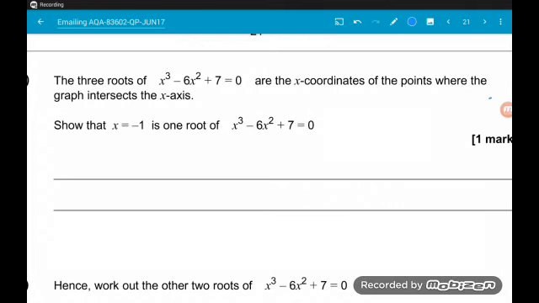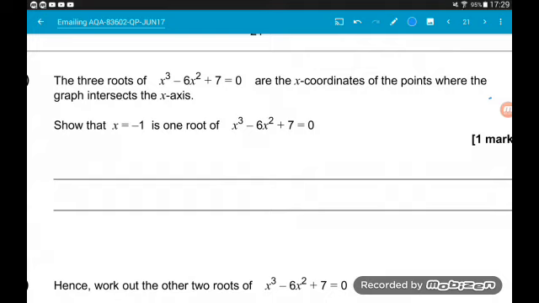Okay, and then we're told the 3 roots of the function are the x-coordinates where the graph cuts the x-axis. So that's what roots are. Nice of them to remind us. So we want to show that x equals minus 1 is a root of our function. So to do that, we just substitute it in and show that we get 0.